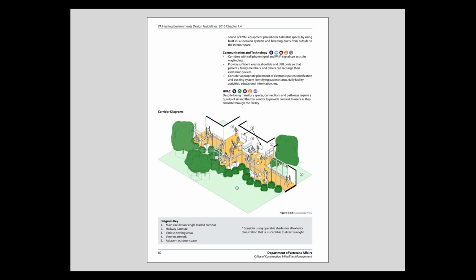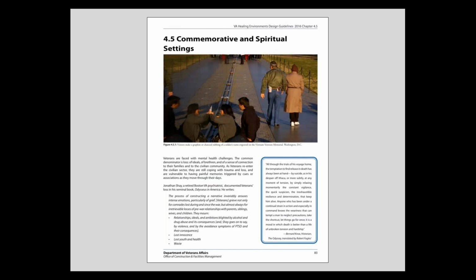And there's an example, again, of a waiting area that's also adjacent to a corridor, creating little niches for seating, as well as actual access to the outdoors. Next.